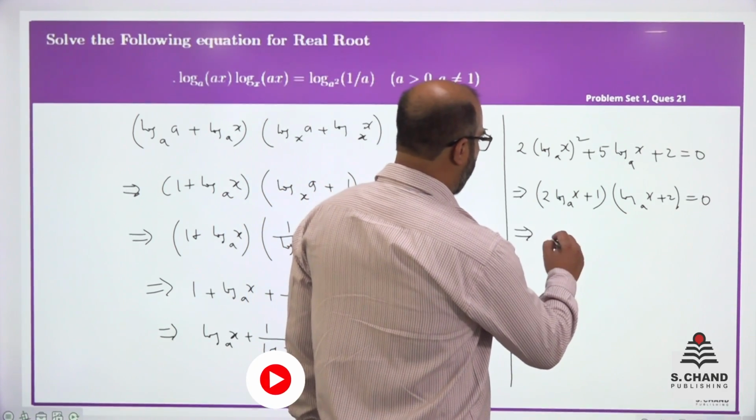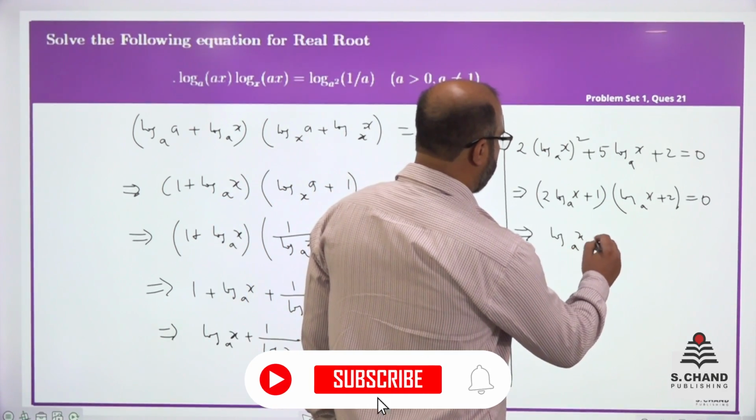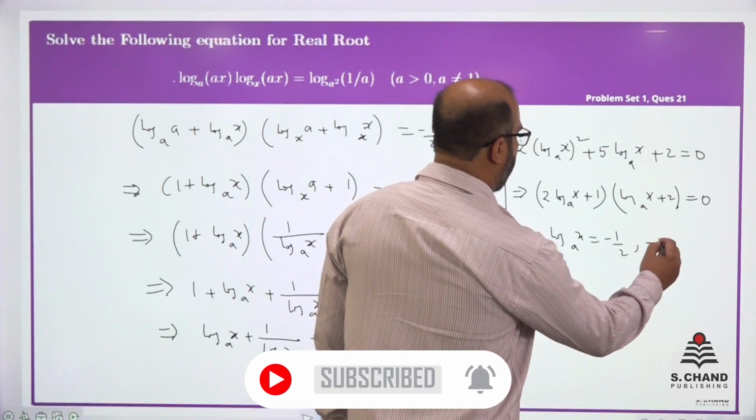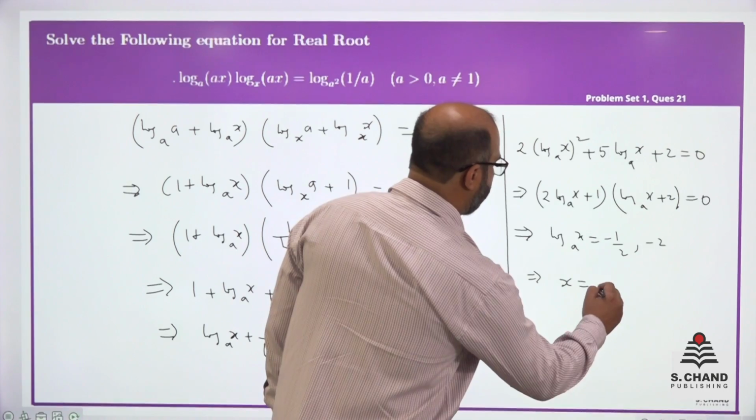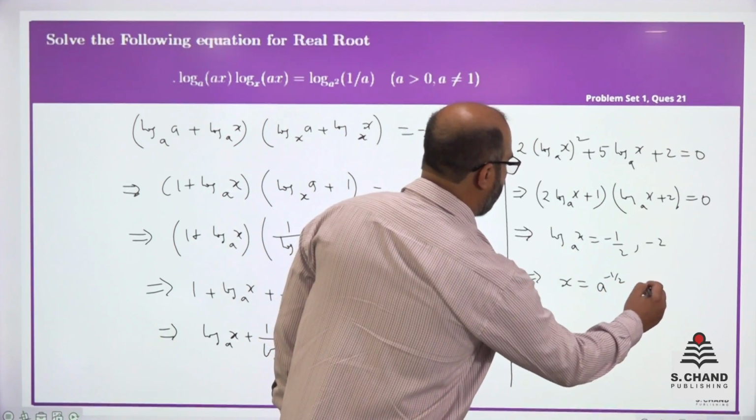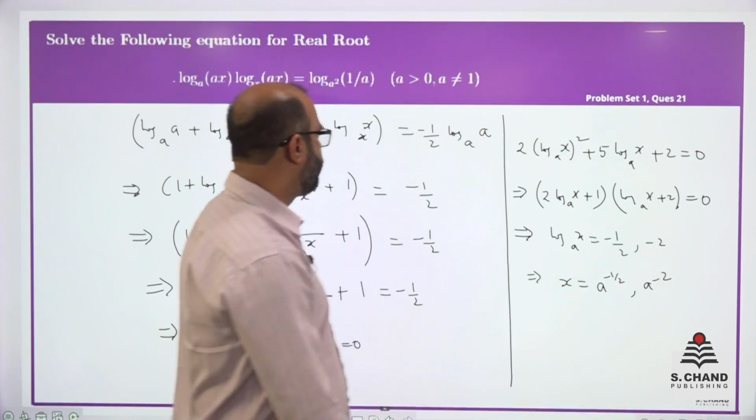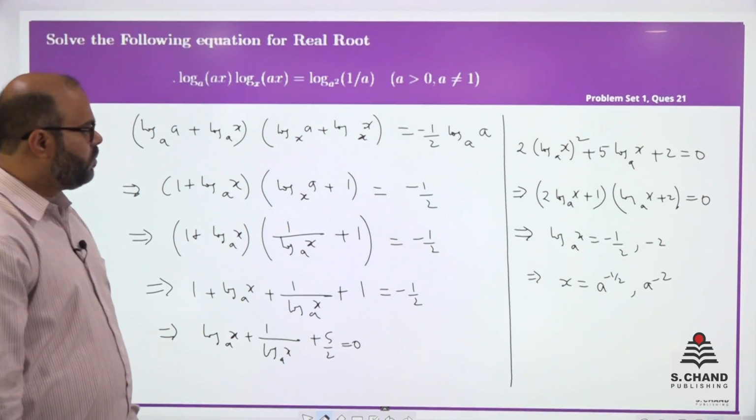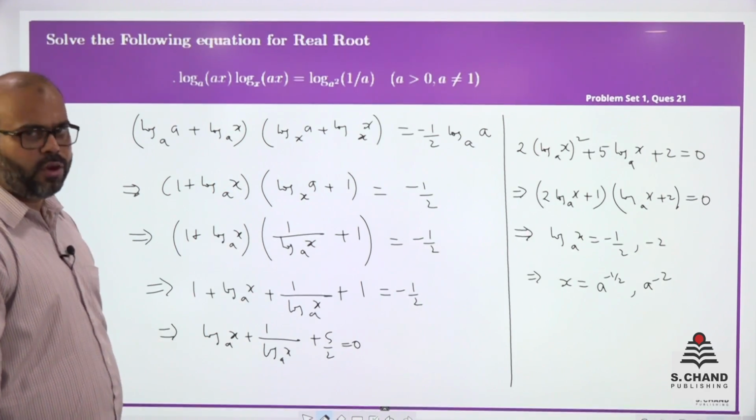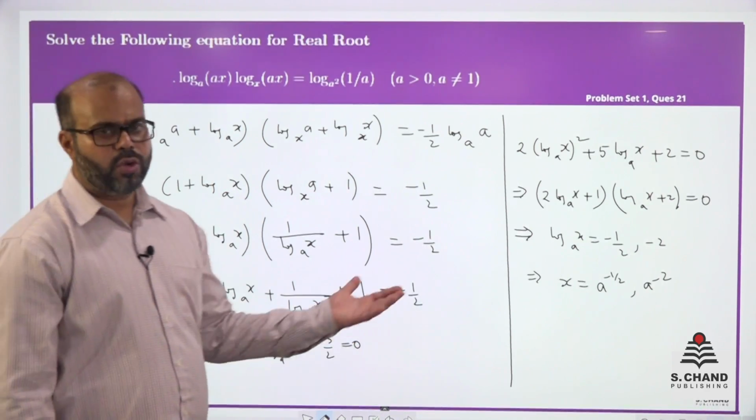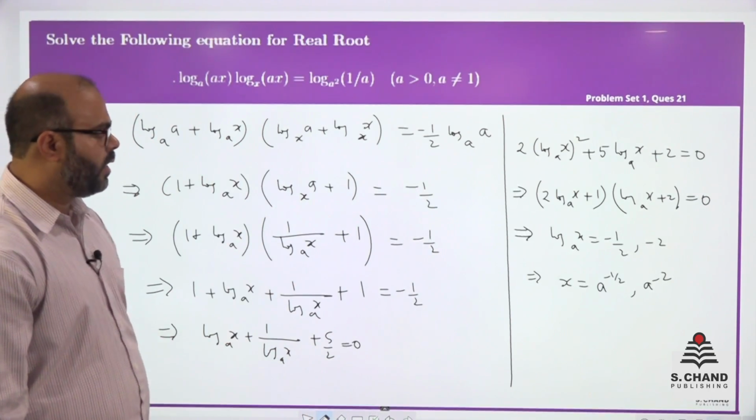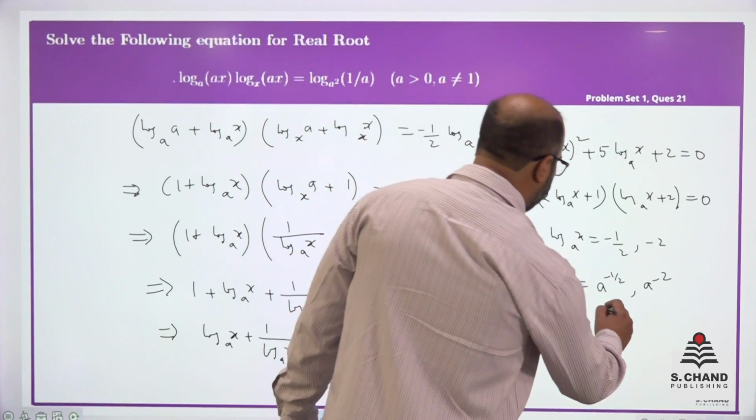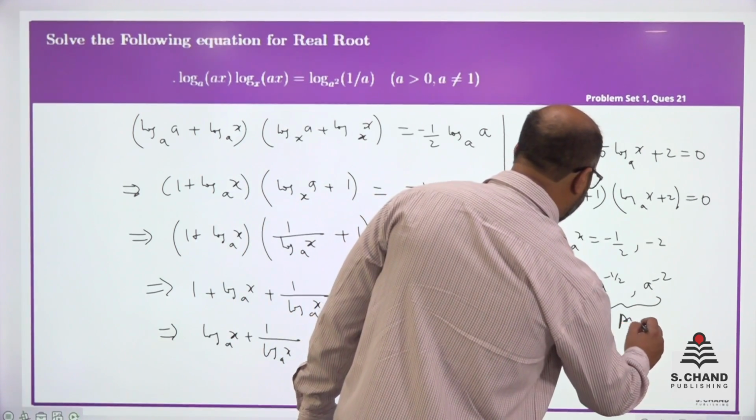From here you will get log x to the base a is equal to minus half or minus 2, which means x is a to the power minus 1 by 2 or a to the power minus 2, and since a is positive and not equal to 1, x is also going to be positive exponent value. So both the answers are correct answers. So we will say that both of these are the correct answers.